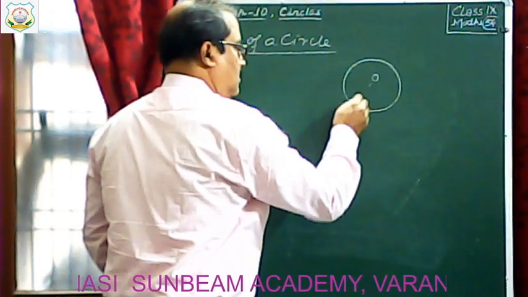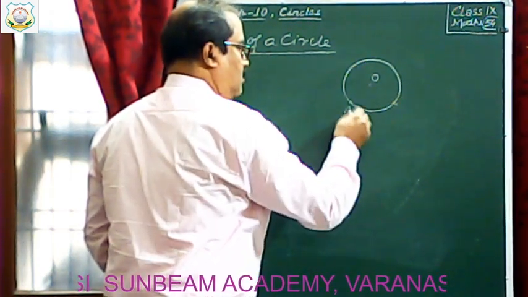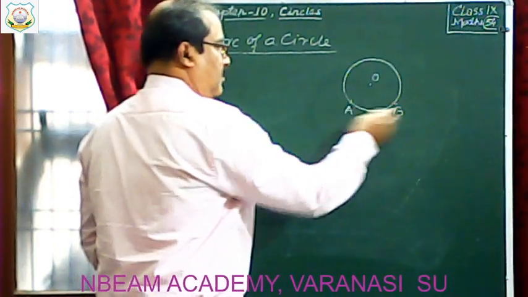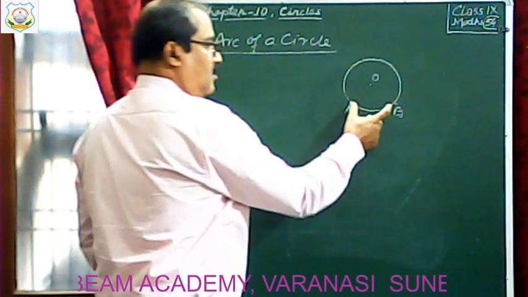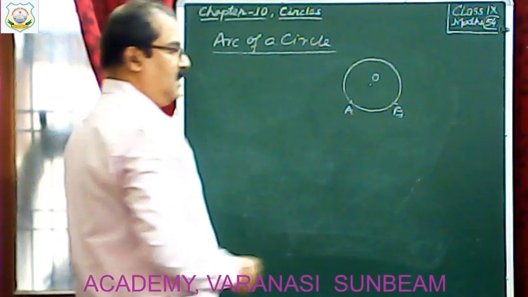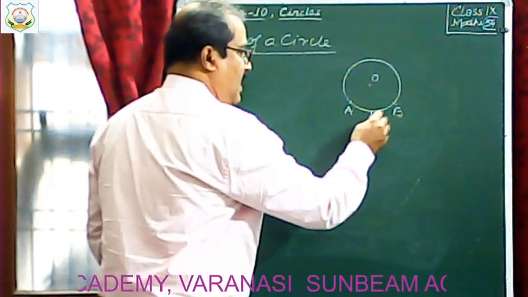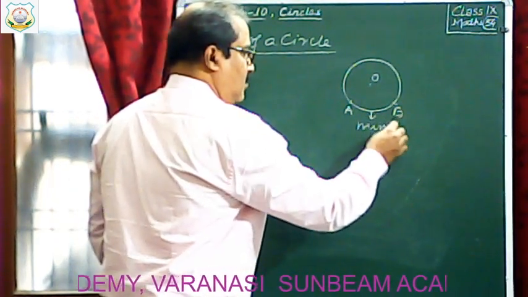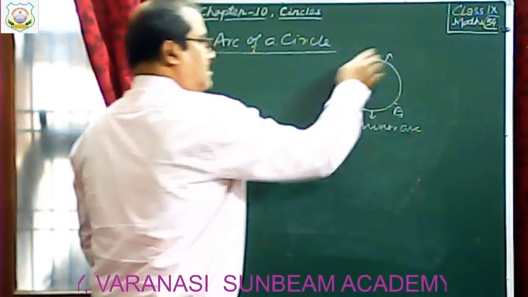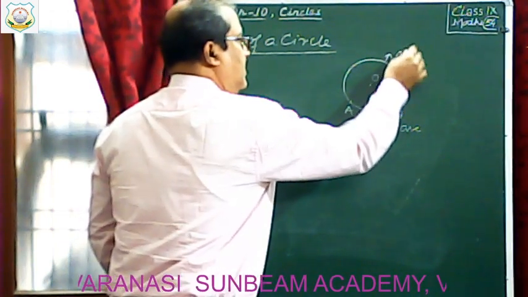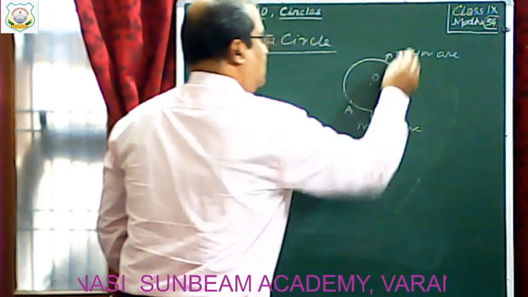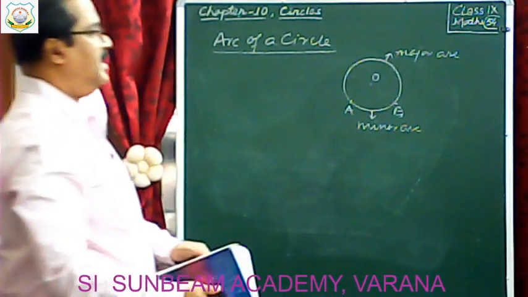Circle, take 2 points on the circle, A and B. So this AB, this curve, part of the circle is known as an arc. The smaller one is known as the minor arc, and this bigger one is known as the major arc. Minor arc and major arc.